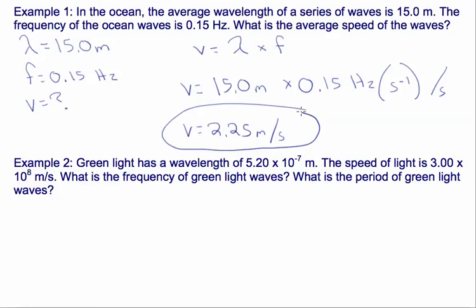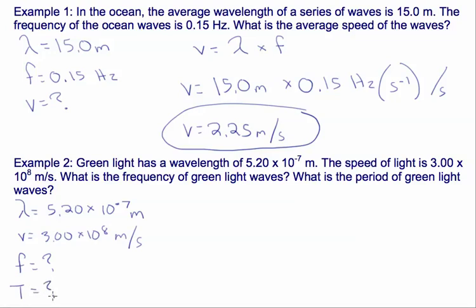Let's look at example 2. Green light has a wavelength, we know it's lambda, of 5.20 times 10 to the negative 7 meters. And the speed of light is 3.00 times 10 to the 8th meters per second. What is the frequency? And you're also asked, what is the period?